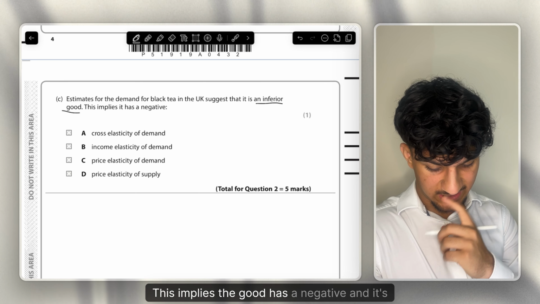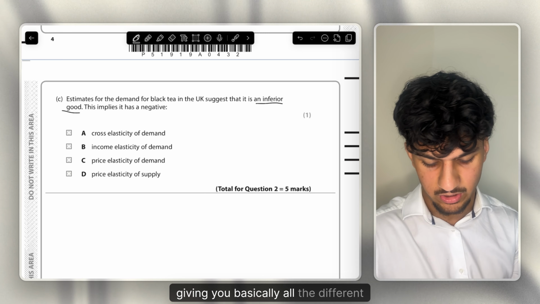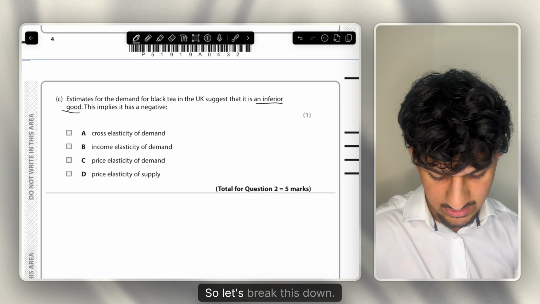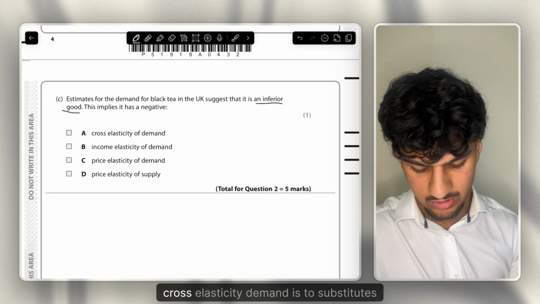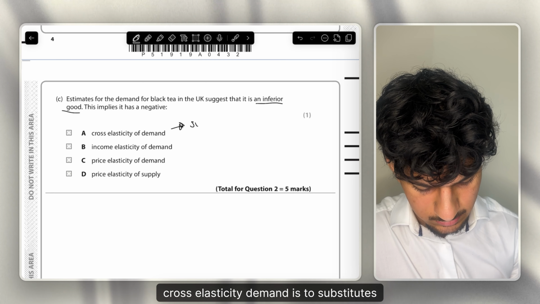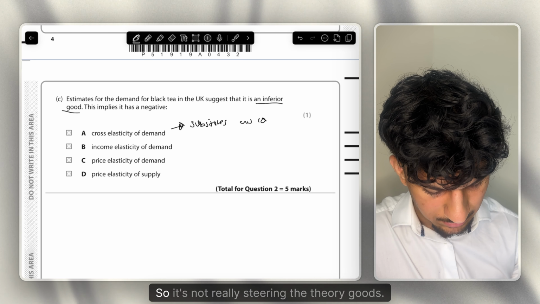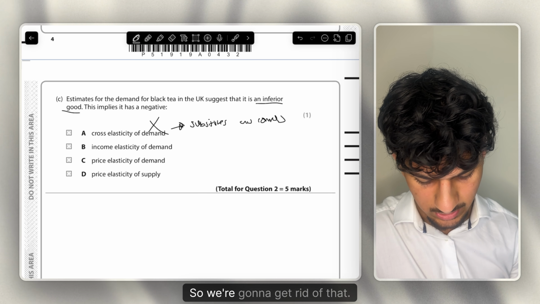This implies the good has a negative, and it's giving you basically all the different elasticities of demand. So let's break this down. Cross elasticity of demand, what is that to do with? Cross elasticity of demand is to do with substitutes and complements. So it's not really to do with inferior goods, so we're going to get rid of that.